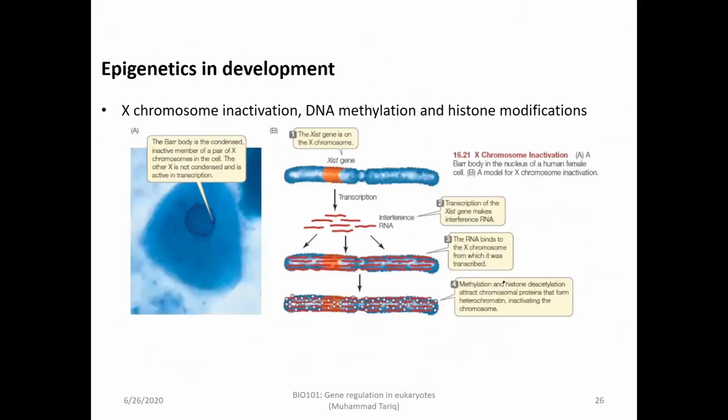One phenomenon which you will be happy to learn, and which is linked to epigenetics, is X chromosome inactivation. So we learned in genetics that there are 2 X chromosomes in females, and in males we have only 1 X chromosome and the other is Y. So it means between females and males, there is a difference.